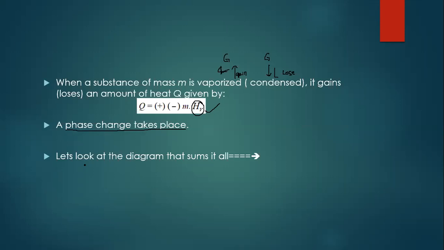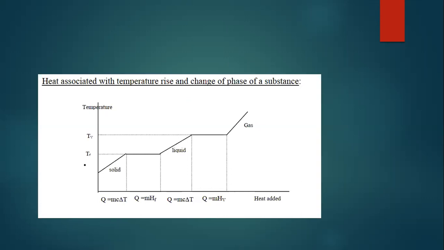Just to cement what we have looked at, let's look at the diagram. This diagram tells us how a substance changes state or changes its temperature. So here we are looking at the heat associated with temperature rise or change of phase of a substance.